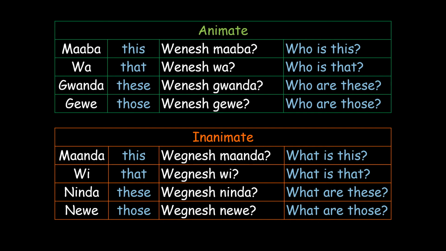And when asking the question, we'll give you a clue as to whether we're asking about an animate or inanimate object. If we didn't know what something was, then we probably wouldn't know if it was animate or inanimate when we asked about what it was. So whenever you don't know, you would use the inanimate terms to ask the question. Wegnish manda. What is this?